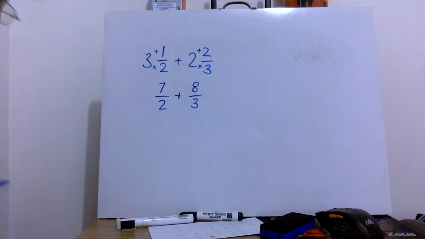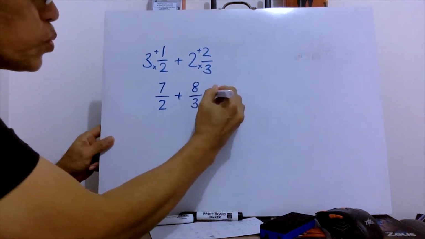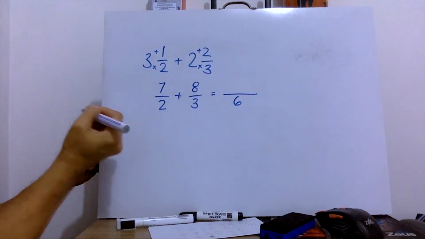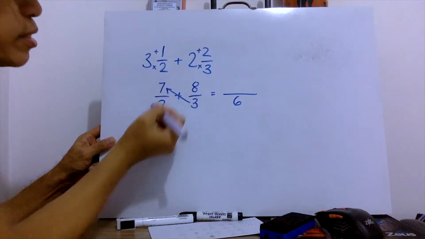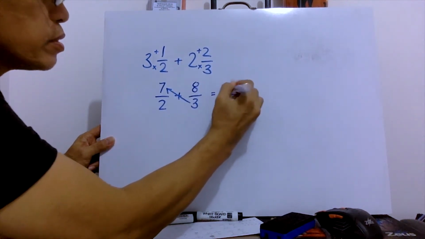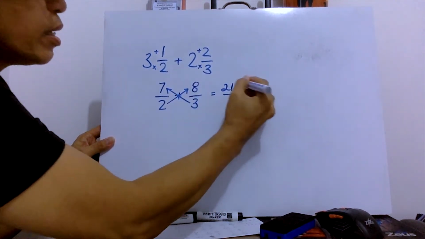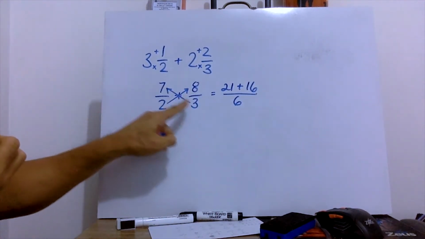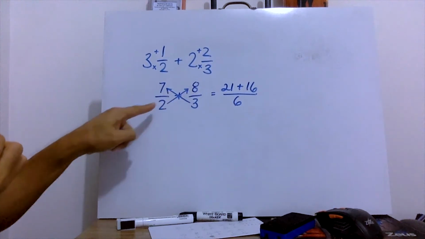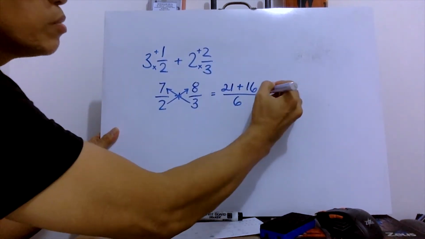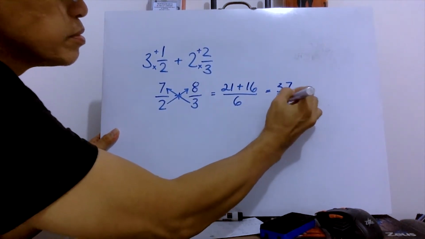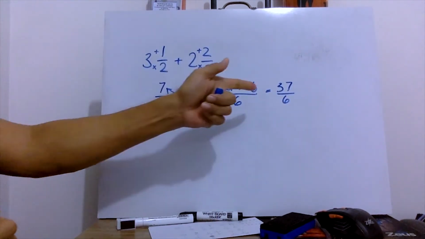Remember the magic method that we did in my last video? We simply multiply these two denominators, becomes 6. And when we cross this, that's 21. And then we cross this, that's 16. Let's check again. So that's 7 times 6, 21. 8 times 2, 16. And then we add. What is 21 plus 16? I think that's 37. So that's 37 over 6.